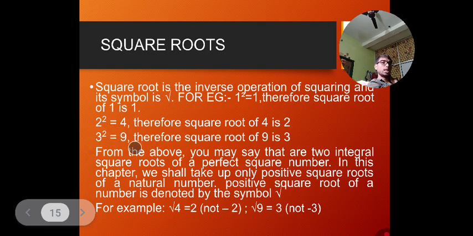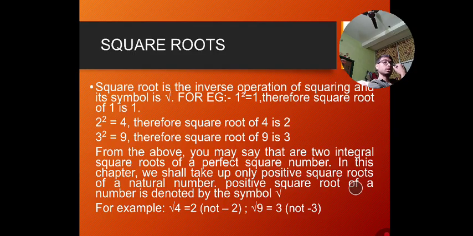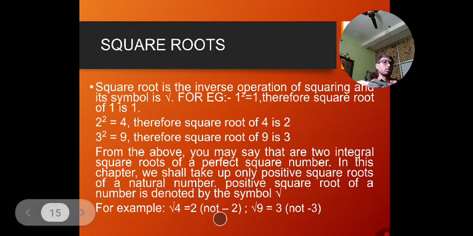The square root of 4 is 2. The square root of 9 would be how much? 3. The square root of 25 would be 5. From the above, you may say that there are two integral square roots of a perfect square number. In this chapter, we shall take up only positive square roots of a natural number. The positive square root of a number is denoted by this symbol. For example, we have this root 4.